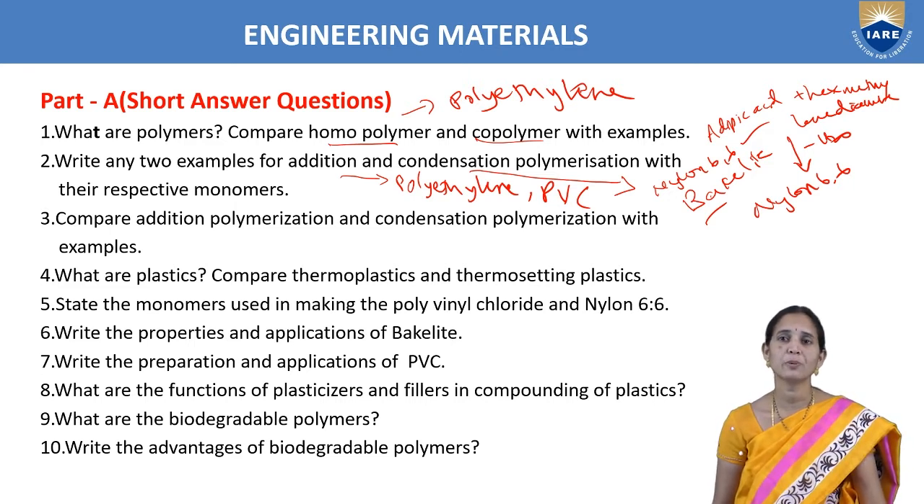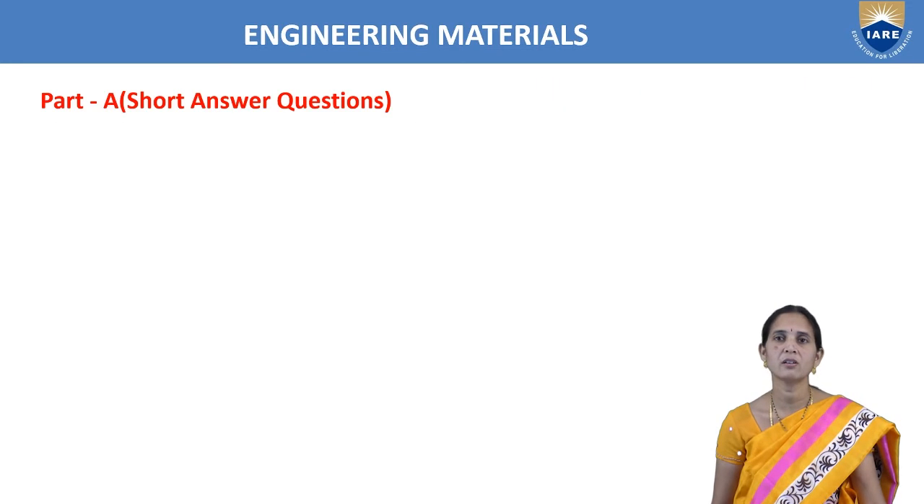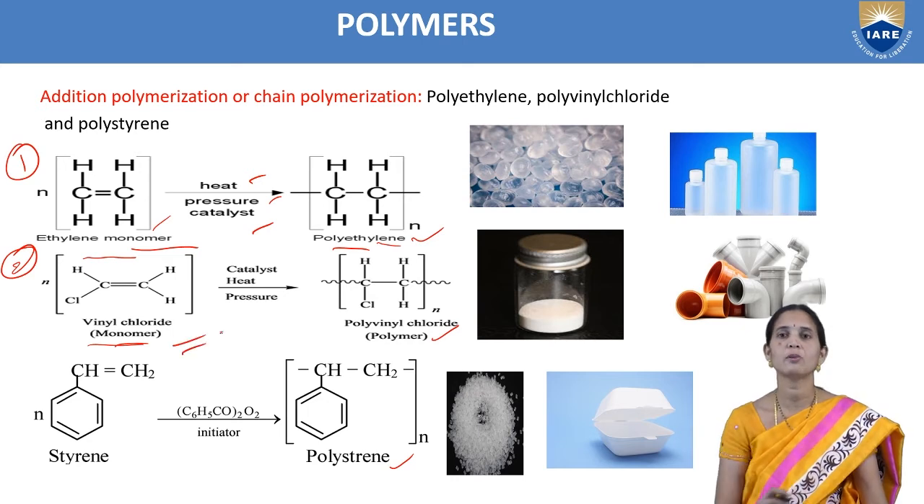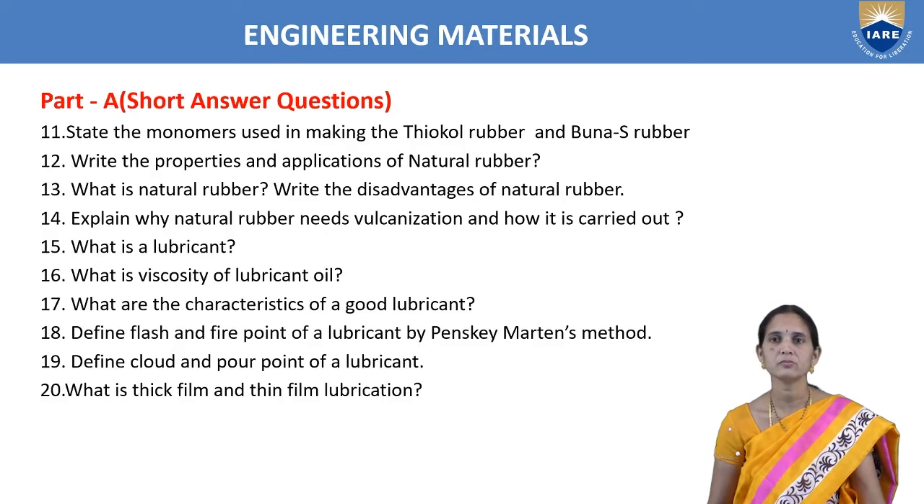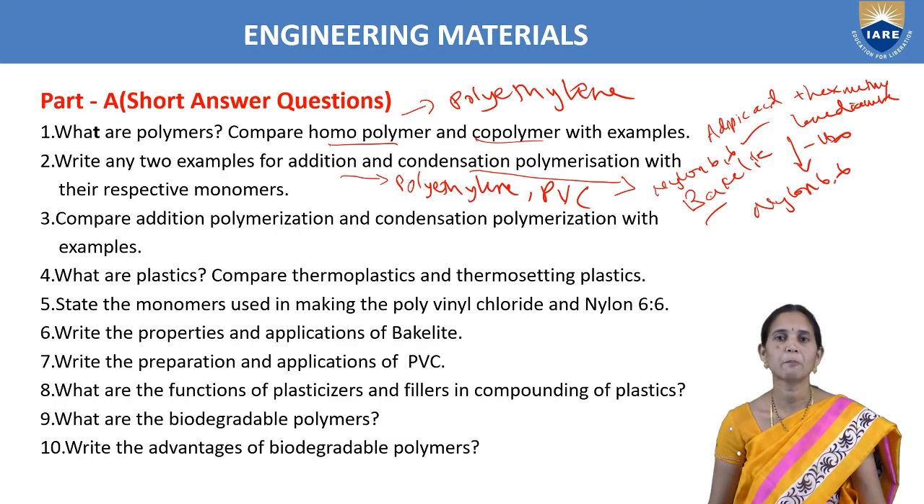So next one, write the preparation and applications of PVC. How to prepare PVC? Already we discussed. We add a number of vinyl chloride molecules, use the catalyst benzoyl peroxide, and apply heat and pressure. We prepare the polyvinyl chloride. Applications of PVC: we can make raincoats, tablecloths, curtains, and helmets. There are some other applications; we can write 5 to 6 applications of PVC.